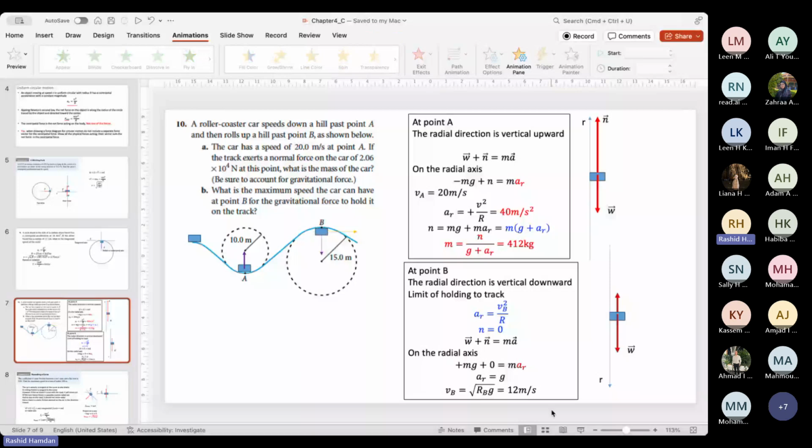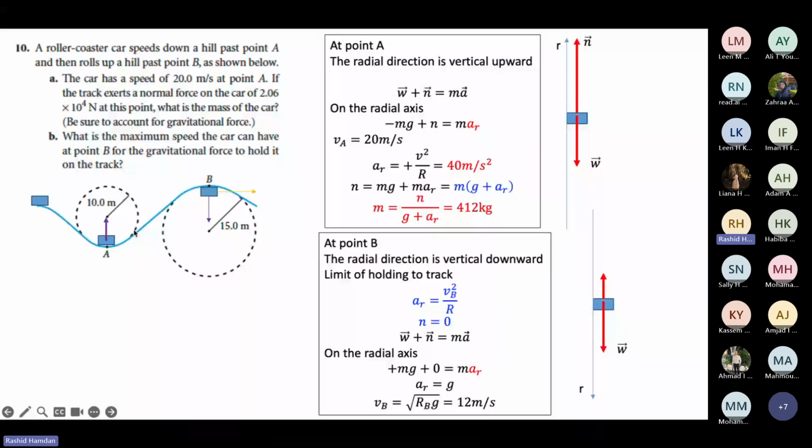Okay, let's go back to A. To stay on the circle, I have to have an acceleration that is radial at any point, with a magnitude equal to v squared over r. I know the speed at A, and I know the radius, so I know the acceleration. I want to find the mass of the car, so I apply Newton's law.